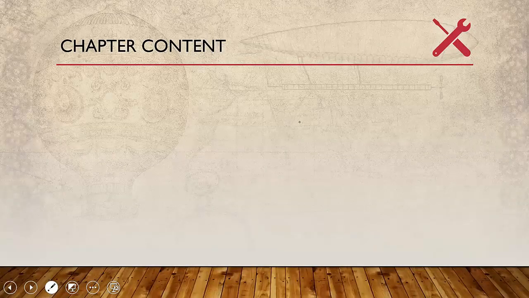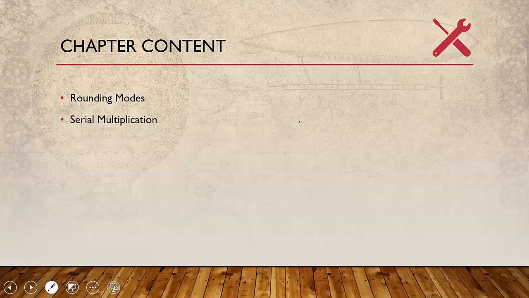Chapter content. First, we will go through how to do rounding. Then the first computer arithmetic is serial multiplication, then serial division. Then we briefly go through Booth algorithms that will improve serial multiplication.